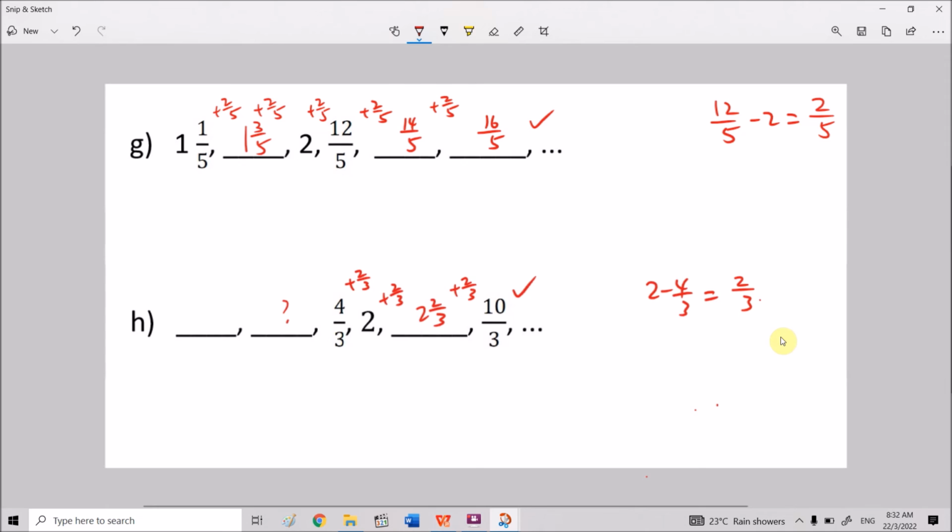In order to get the previous value, we have to minus 2 over 3. Since the values are increasing towards the right, you're constantly adding 2 over 3. So if you want to go backwards, you take this value minus 2 over 3. 4 over 3 minus 2 over 3, you get 2 over 3. Then 2 over 3 minus 2 over 3, to find the previous value, you get 0. Hence, this is the answer.